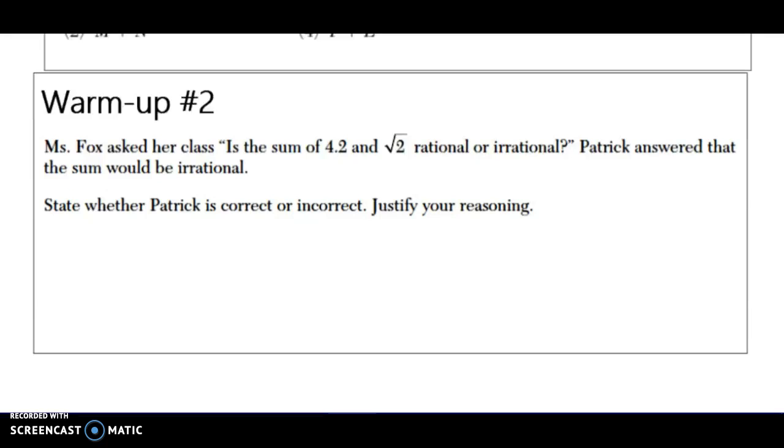Alright, so Ms. Fox asked your class, is the sum of 4.2 and the square root of 2 rational or irrational? Patrick answered that the sum would be irrational. State whether he's correct or incorrect and justify your reasoning.